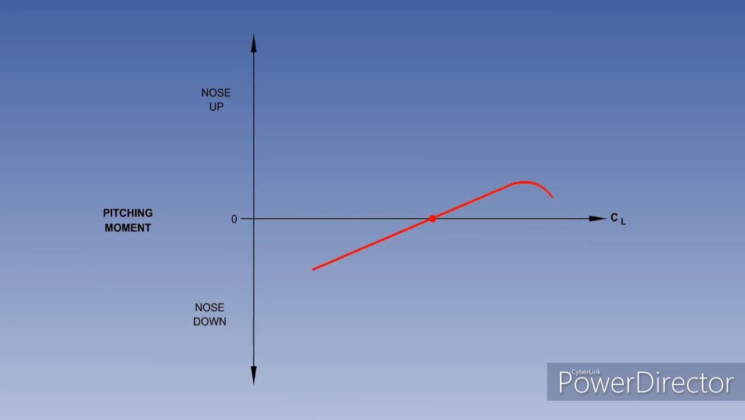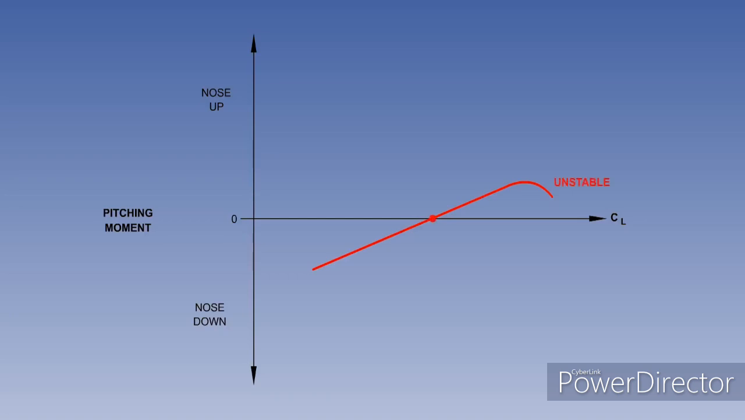What do you make of this plot? An increase in angle of attack generates a nose-up pitching moment. This is not good. Reset the graph. A decrease in angle of attack generates a nose-down pitching moment. Again, this is not good.